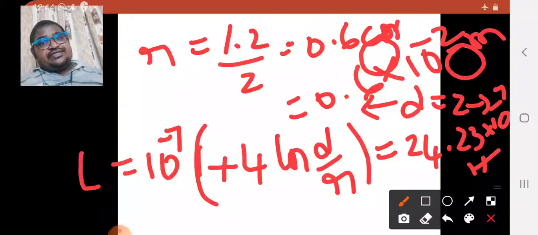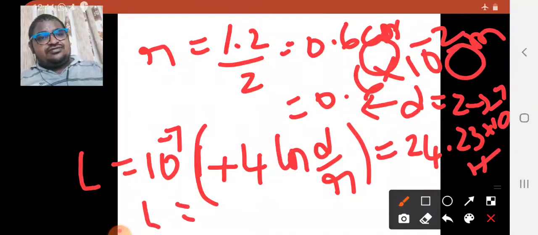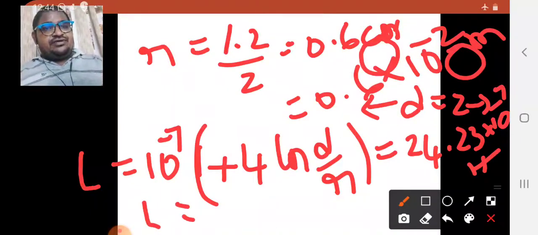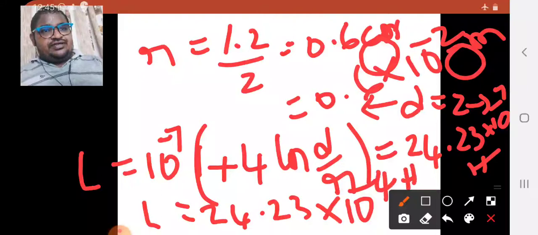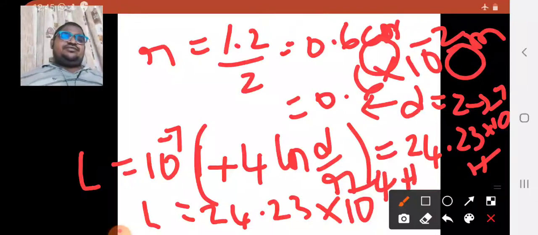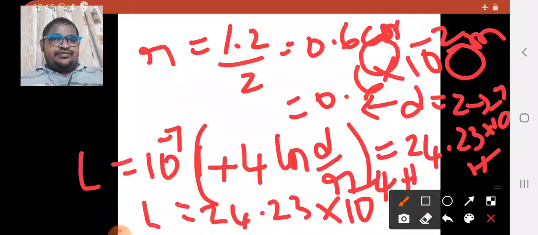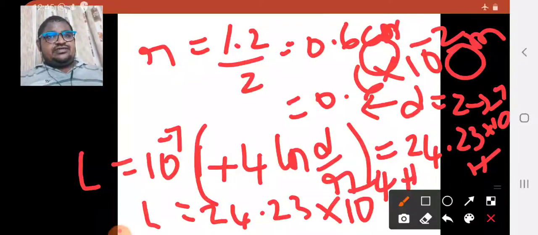Then what is the loop inductance per kilometer? This is loop inductance per meter, so for per kilometer you need to multiply this with 1000. Therefore L is equal to 24.23 into 10 power minus 4 henry, or you can also write 2.423 millihenries. I hope you got this.